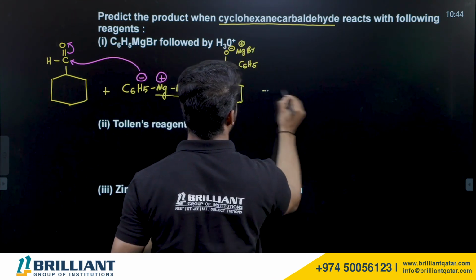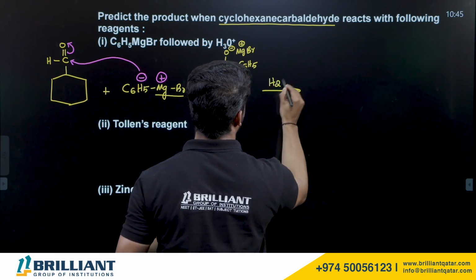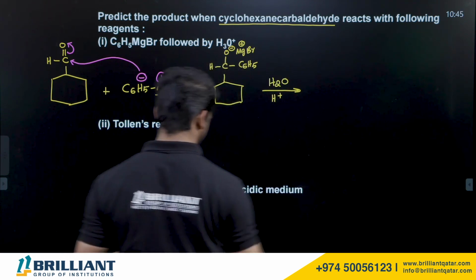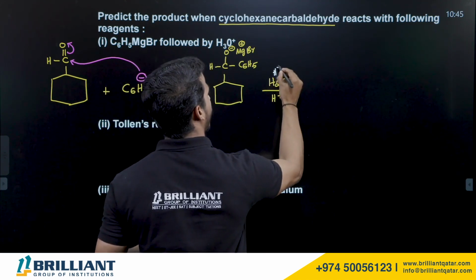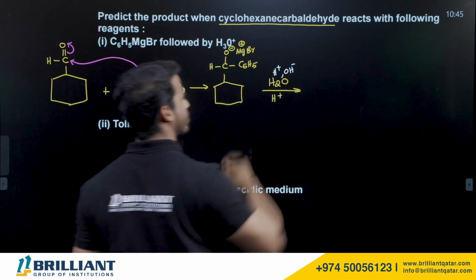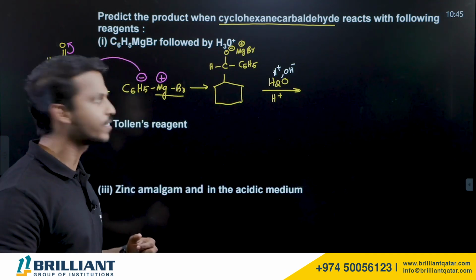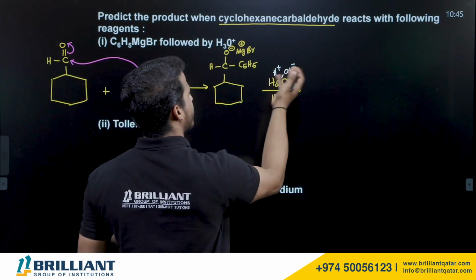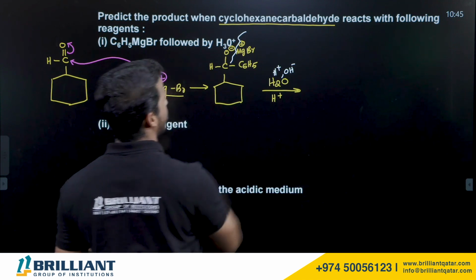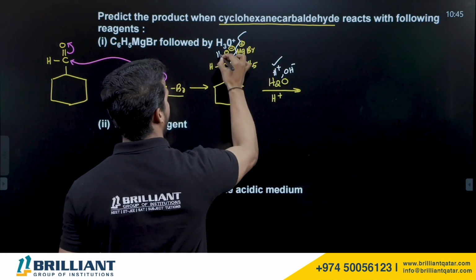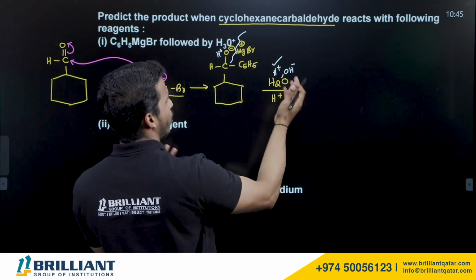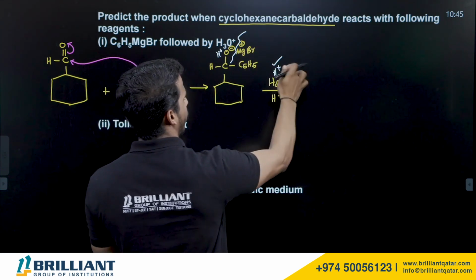You know the next step, what we are doing? Addition of water in presence of acid, that is called acid hydrolysis. Water contains two ions, H plus and OH minus, right? Where do we place this H plus and OH minus? Distribute here: to the O minus part, add H plus, so it becomes OH. And you don't need to bother about the byproduct. MgBr will go with OH.